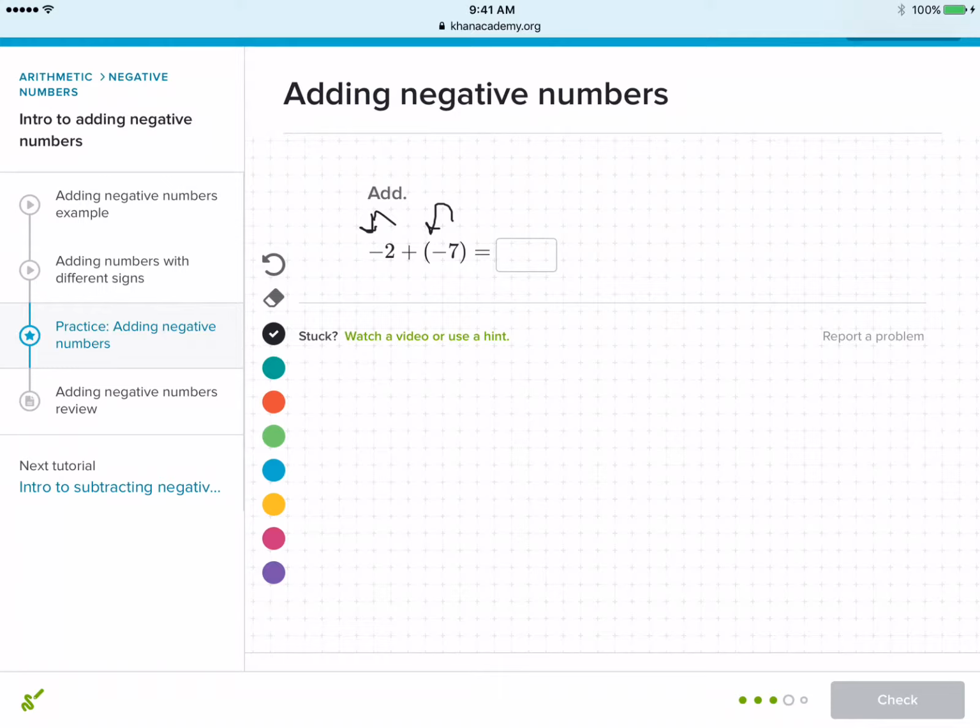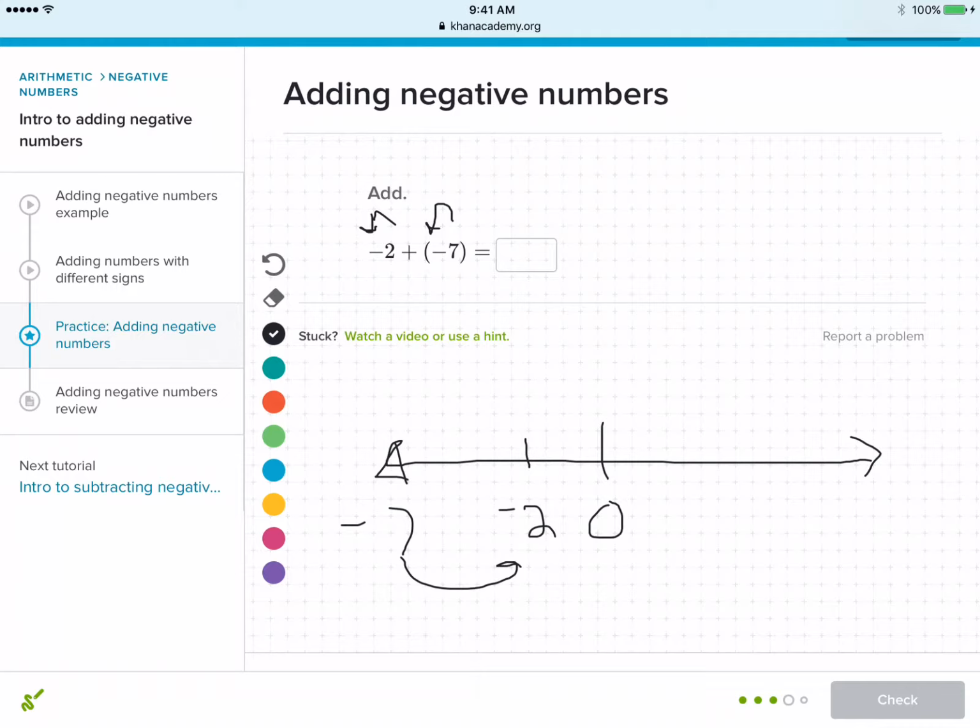The next thing that we're going to think about with these is like a tug of war, with 0 being in the middle. I do have -2 and I do have -7, so everybody is on the same side. When everybody's on the same side like that, we just go ahead and add my 7 plus 2. And because we're on the negative side, it ends up being -9.